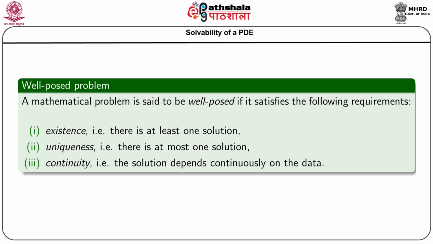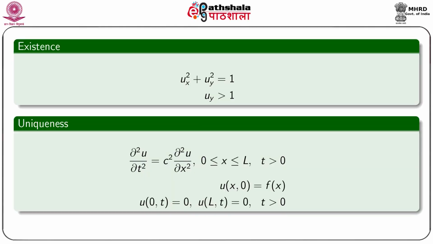So, a mathematical problem is said to be well posed if it satisfies all three conditions. So, it is possible to find a solution of a well posed problem. A problem which is not well posed, that means which does not satisfy any of the above three conditions, is called an ill-posed problem. An ill-posed problem cannot be solved mathematically. Now, I want to illustrate the concept of existence, uniqueness and continuity using some examples.